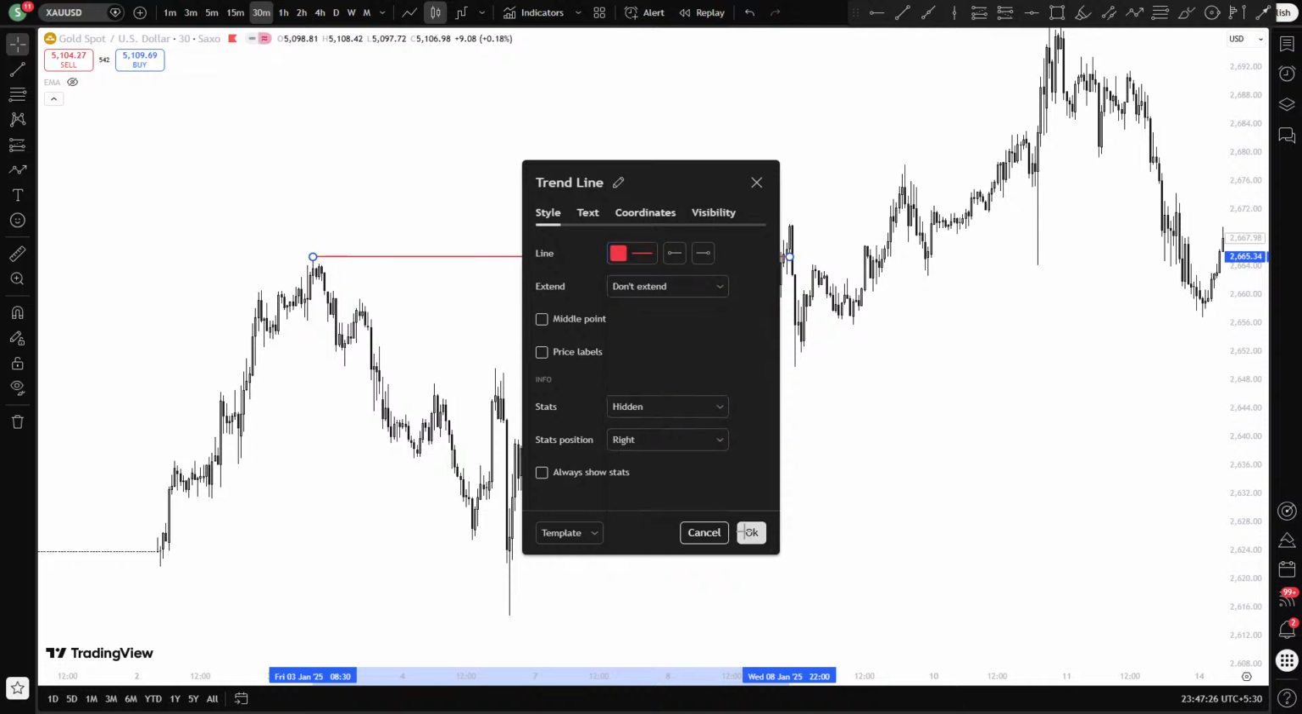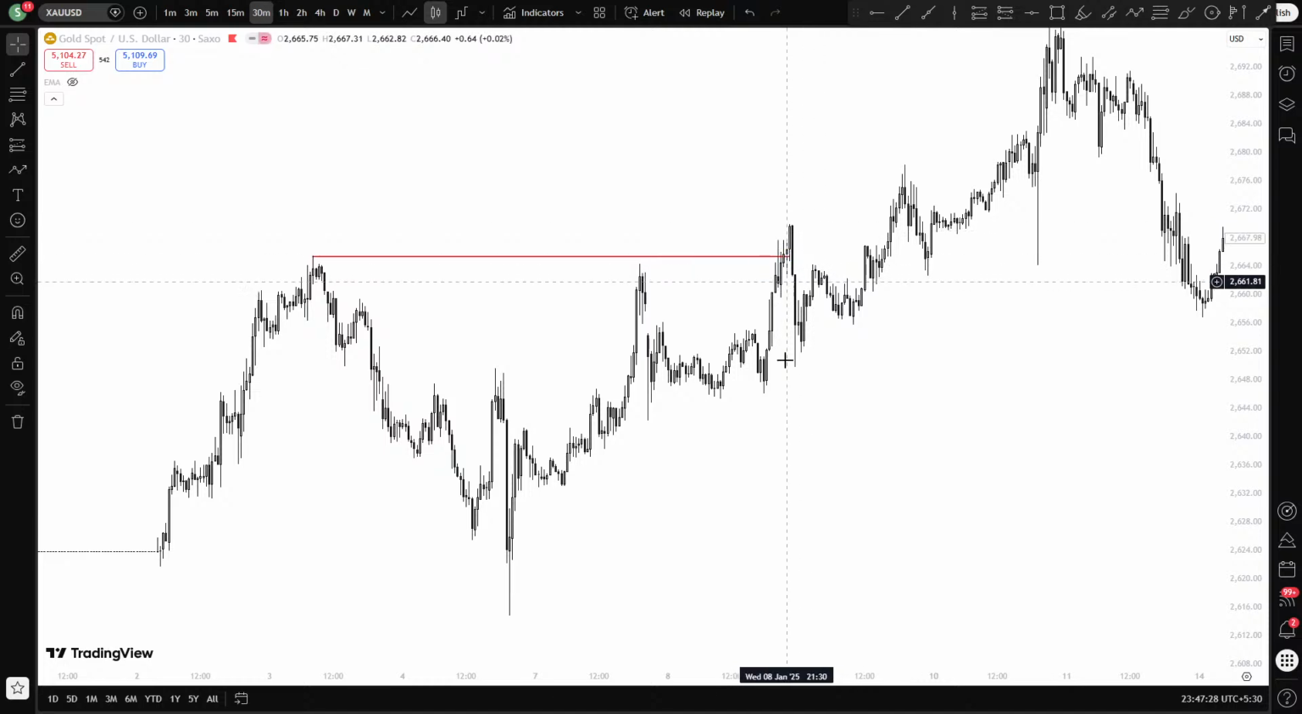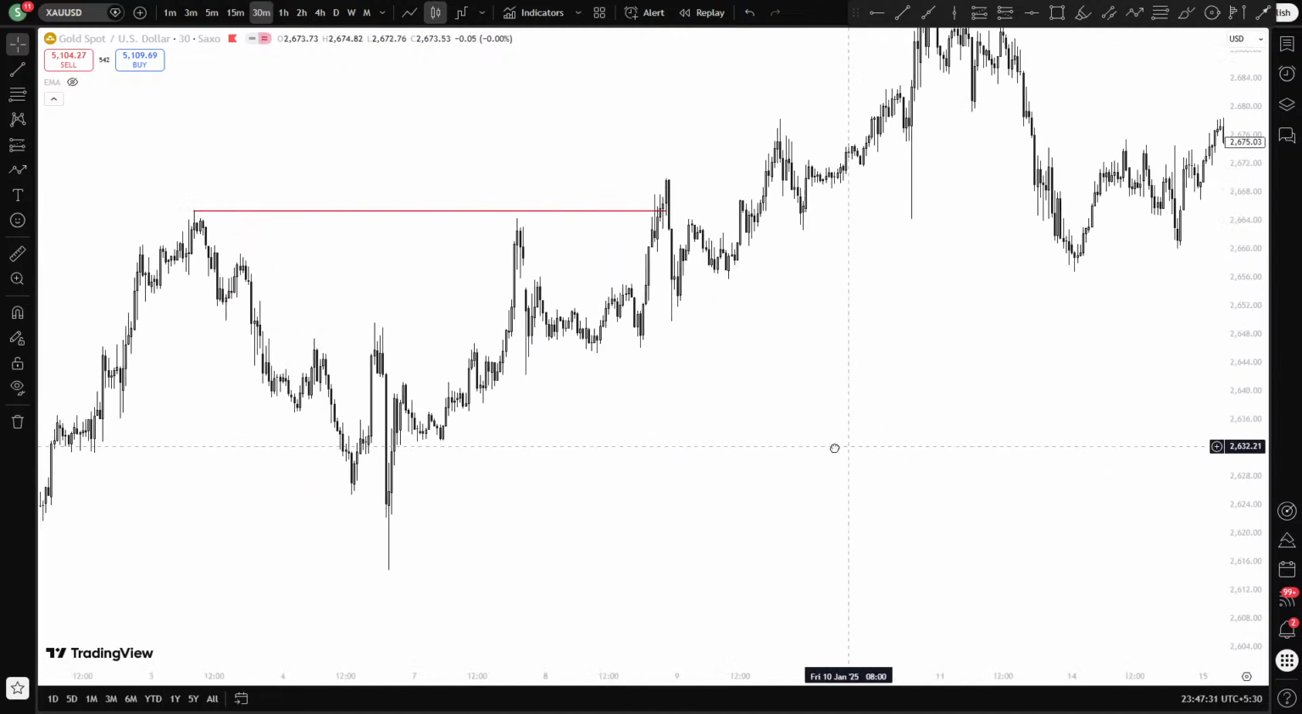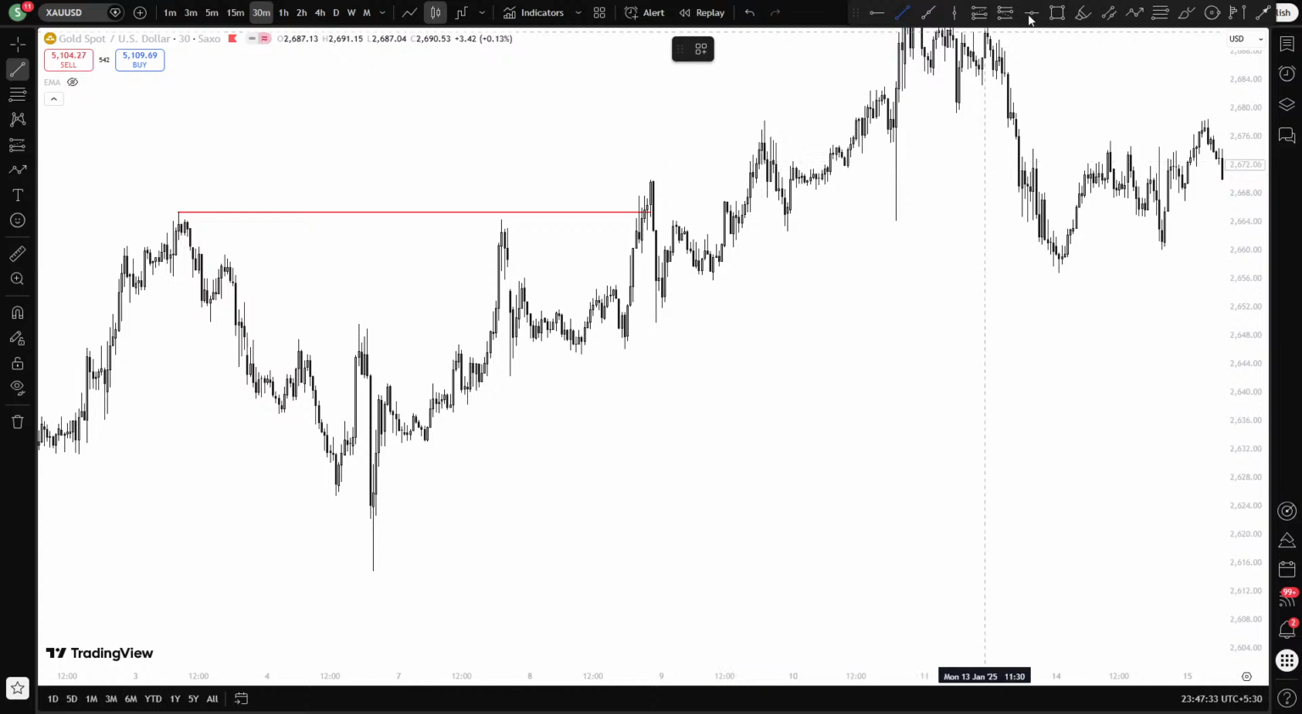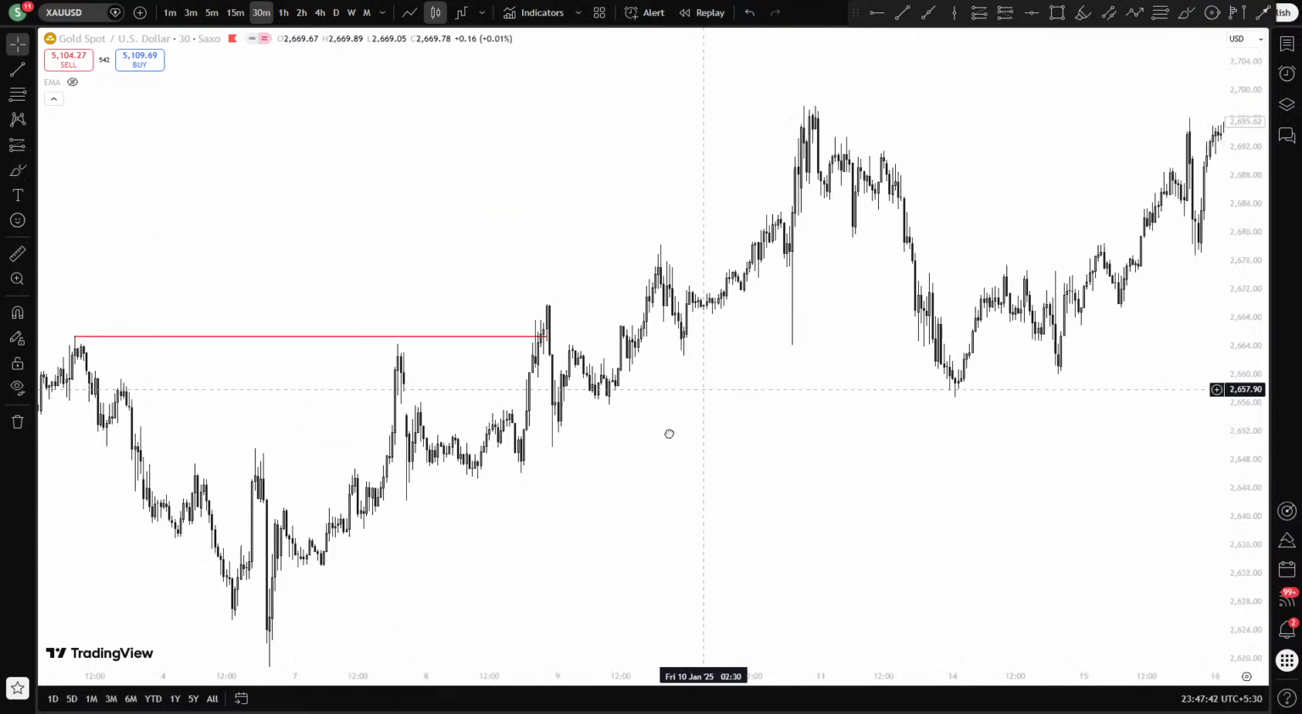We have our higher high. The market gives us a breakout here. Once we have that, what do we now have? We now have our higher low right here. That is what we know.